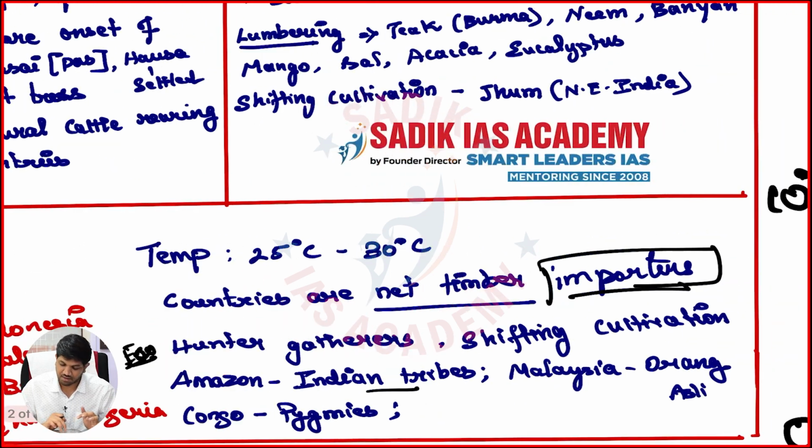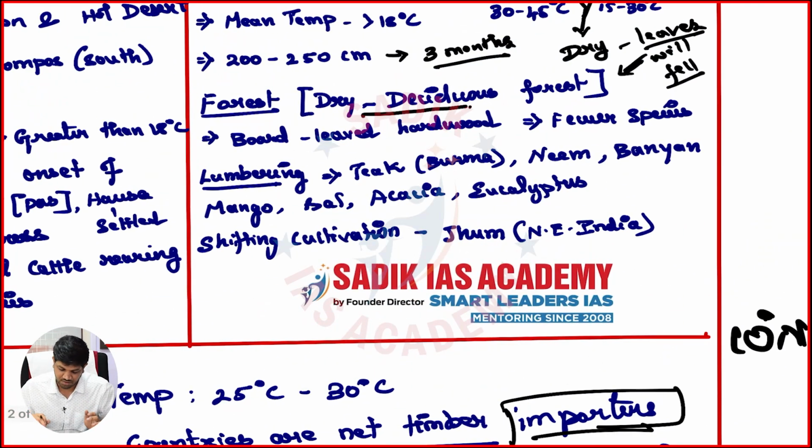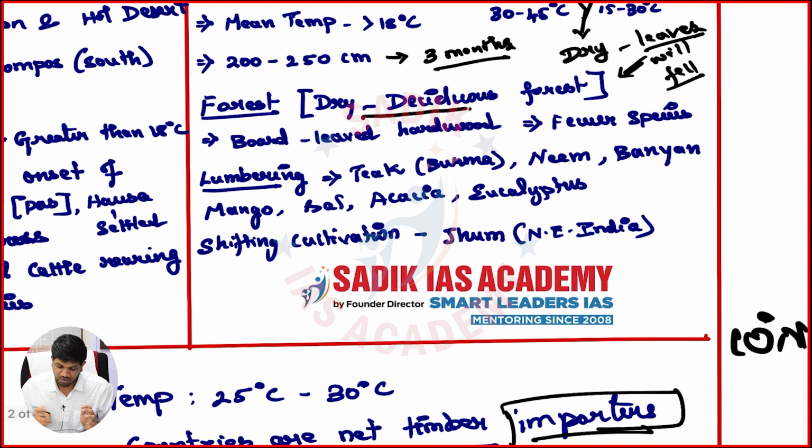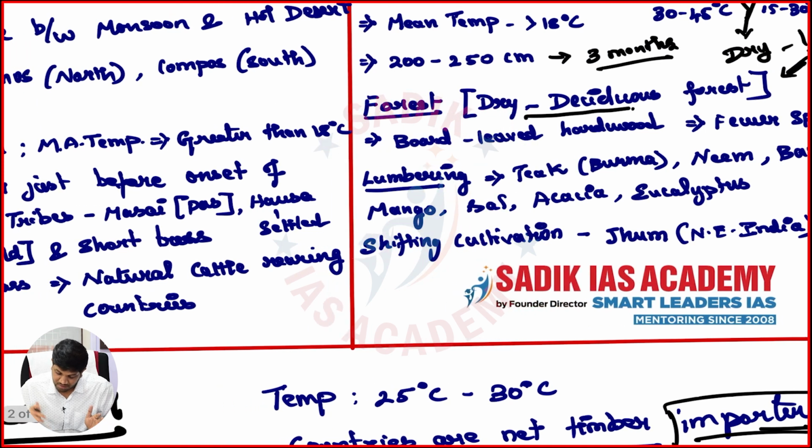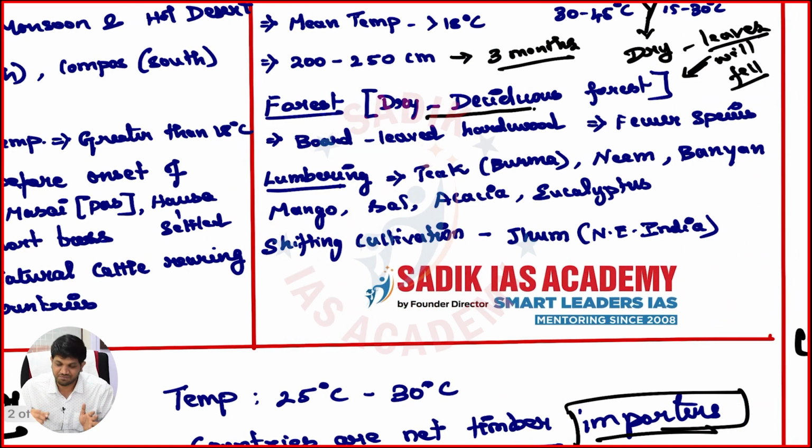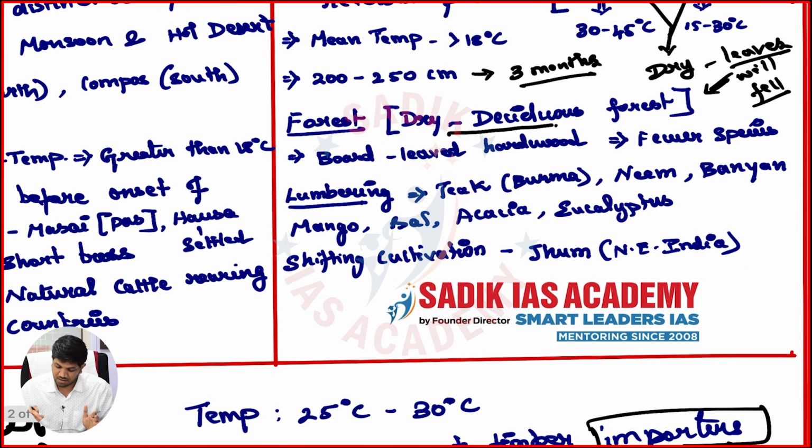Comparing to the equator, there will be only fewer species, friends, and they are known for their lumbering activity, where teak, neem, banyan, mango, sal, eucalyptus are present. And this region is also known for shifting cultivation, and in the northeast the shifting cultivation is known as jhum cultivation.